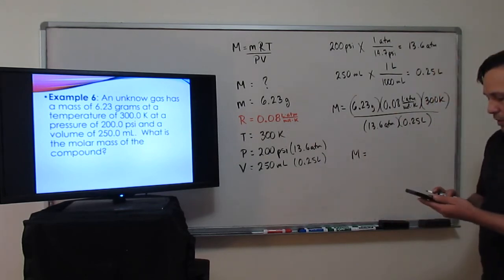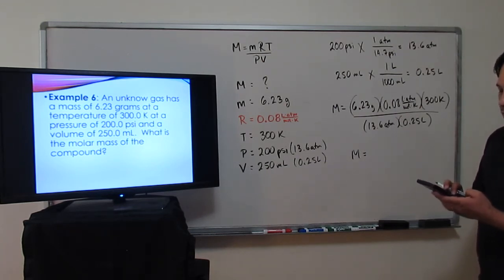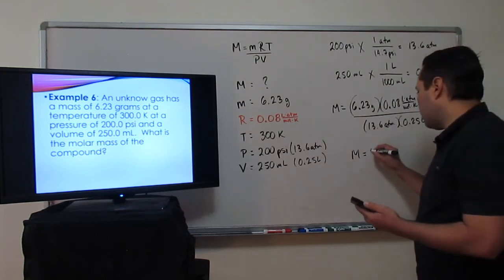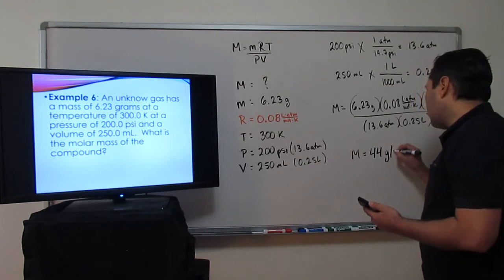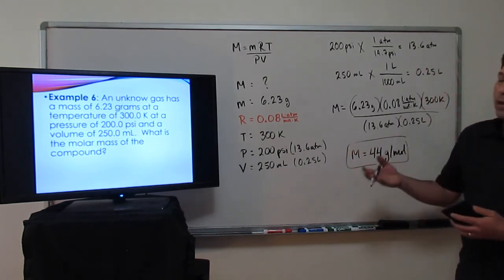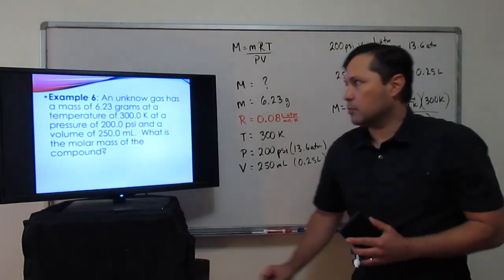For example 6, you got 6.23, and now you multiply that times 0.08, multiply that times 300, divided by 13.6, multiplied times 0.25, gives us our answer of 43.99. So I'm going to just go ahead and call that 44 grams per mole. So that is our answer for example 6. Let's go ahead and move along to our next problem.